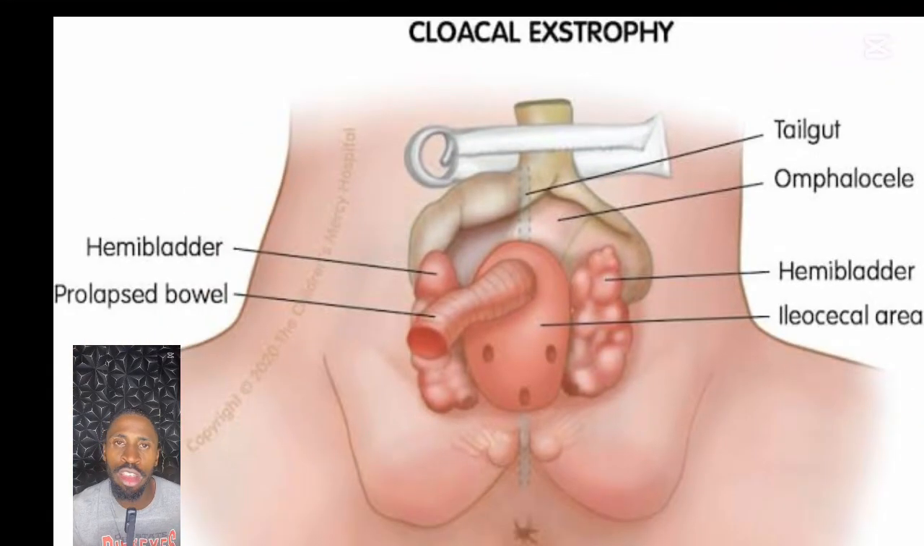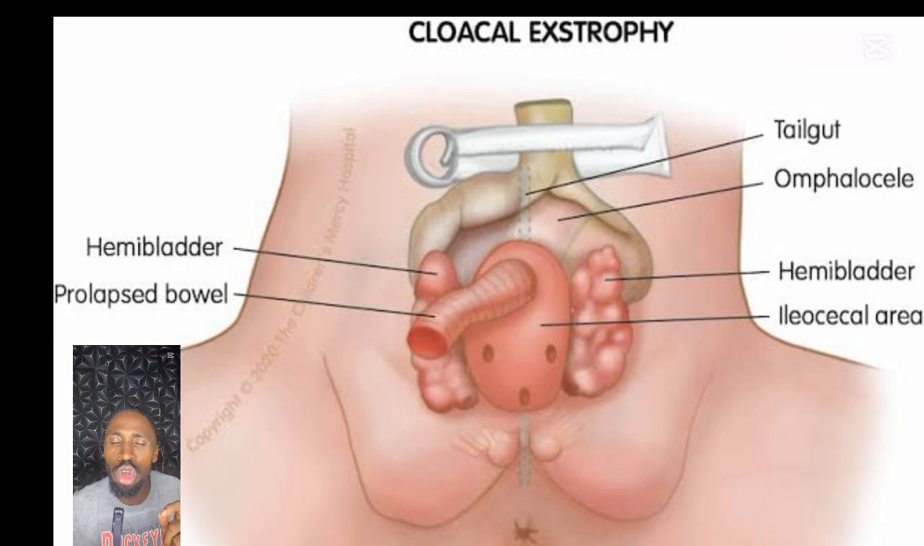The next is exstrophy of the cloaca. Exstrophy of the cloaca is just like the exstrophy of the bladder, but this one is more severe because it's a ventral body wall defect whereby the ventral body wall fold doesn't fuse with the midline of the pelvic cavity greatly. So it doesn't fuse greatly, and this one is more severe because what happened?